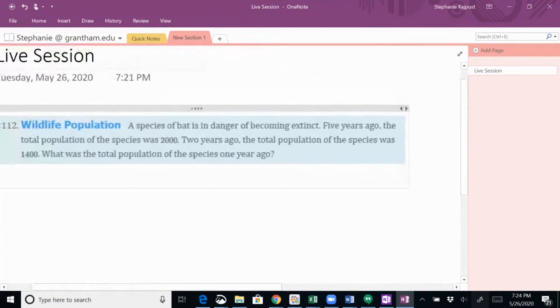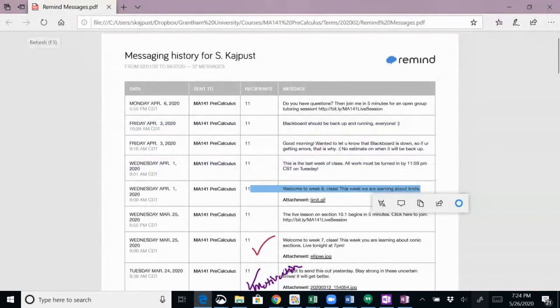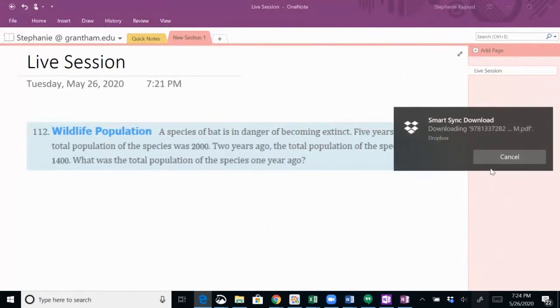And then zoom in. Okay, so this is 112 from the review, and we've got a wildlife population. A species of bat is in danger of becoming extinct. 5 years ago, the total population of the species was 2,000. 2 years ago, the total population of the species was 1,400. What was the total population of the species 1 year ago?